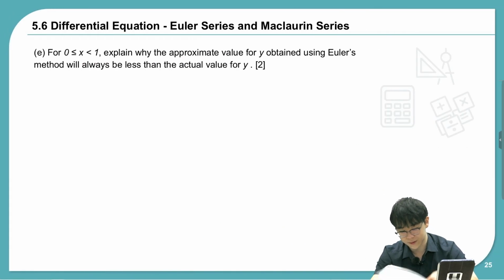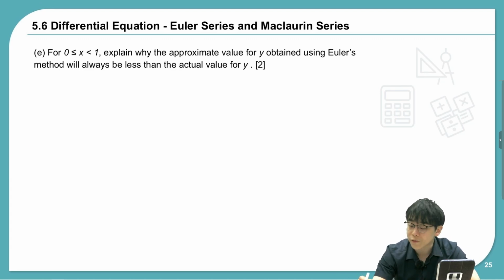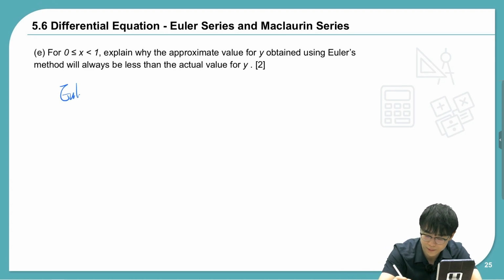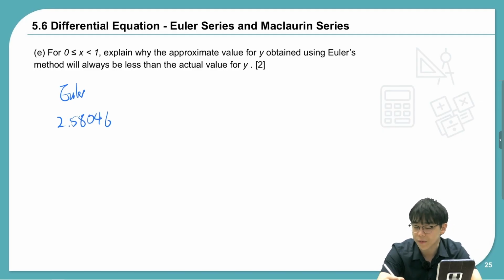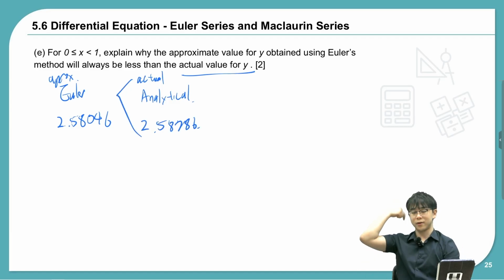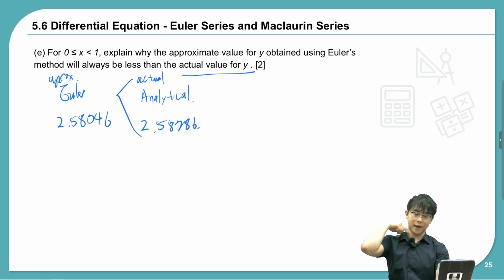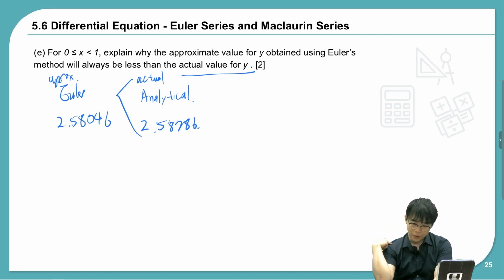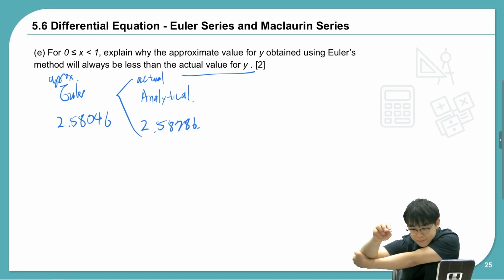So where does that bring us to the final conclusion, right? So if you're comparing the results we got from Euler's method, which is 2.58046, and if you get the value from the actual analytical method, so I guess it would be the actual. So this would be the approximate value. This would be the actual analytical value, which we solved. It was 2.58786. So clearly the actual value is bigger, and the Euler's method is underestimating that. So what's the reason for that, right? Why will this always be underestimating?